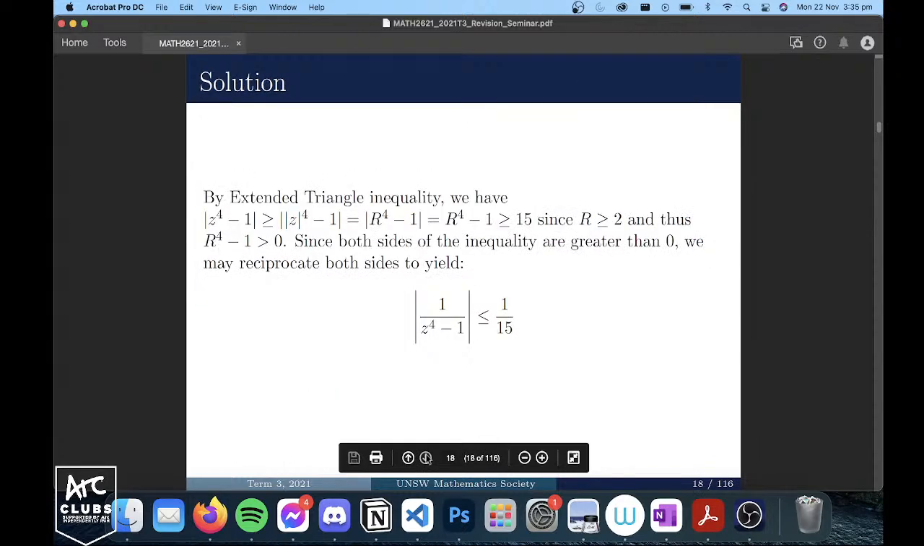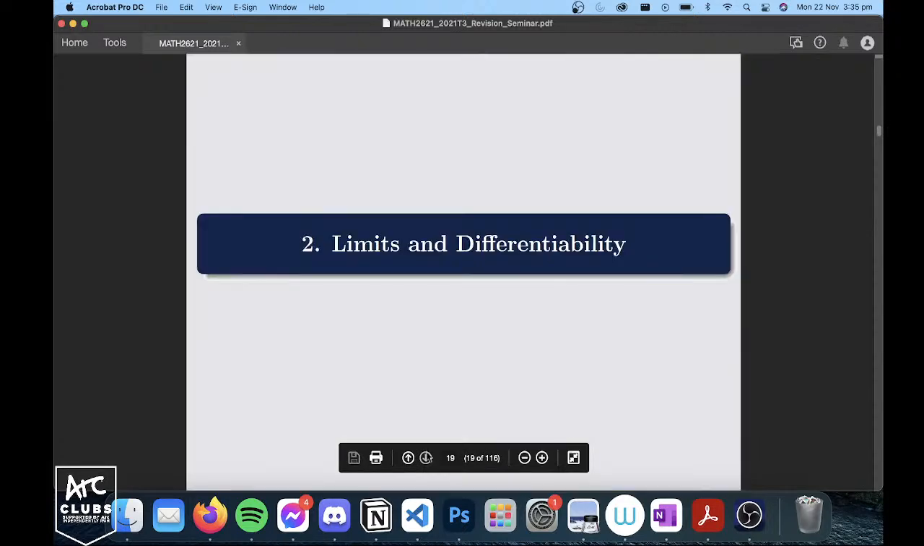Okay. And now we're on to limits and differentiability.